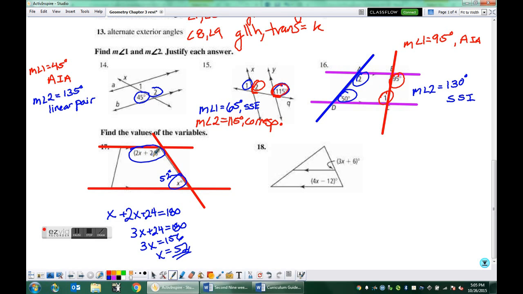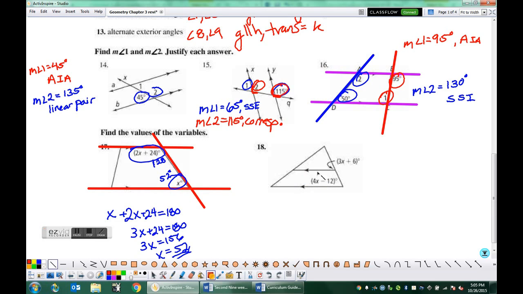If I actually needed to find the angles, I would have to plug them in. 52 degrees. This would be 104 plus 24, so 128, I believe.